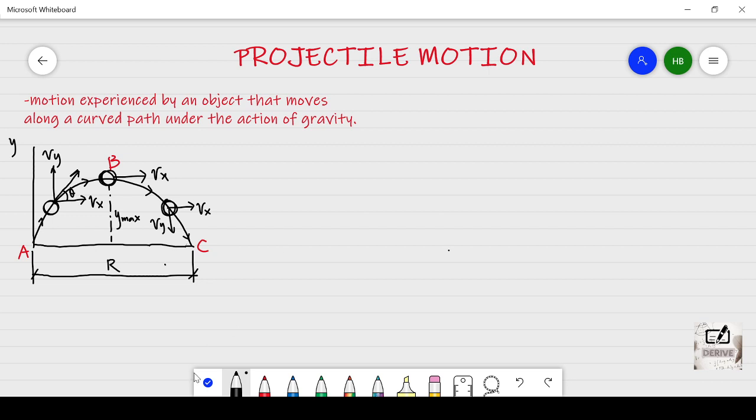So we're going to derive the formulas for the following. Total time of flight from A to B, total time of flight from B to C, of course total time of flight from A to C, the horizontal range R, and the Y max. So we're going to start to derive at the time from A to B.